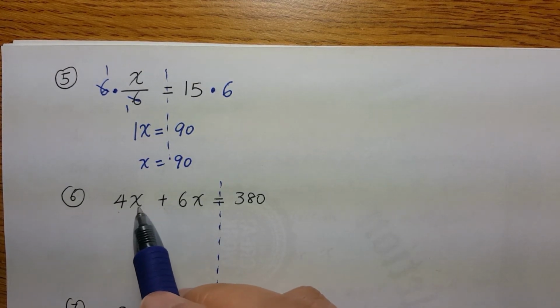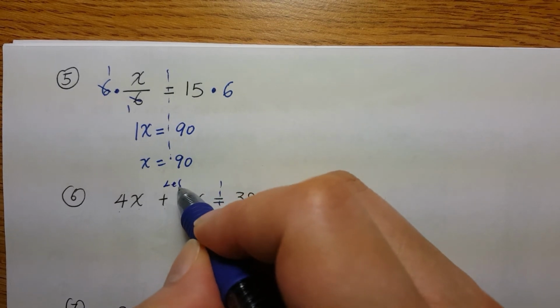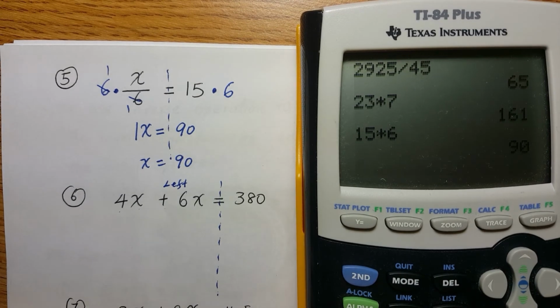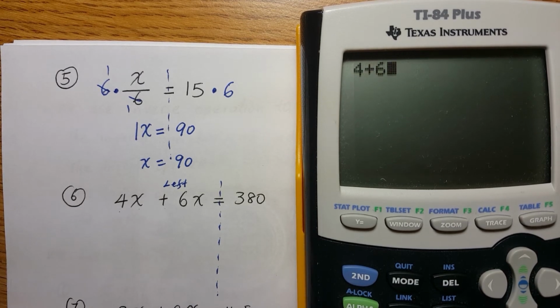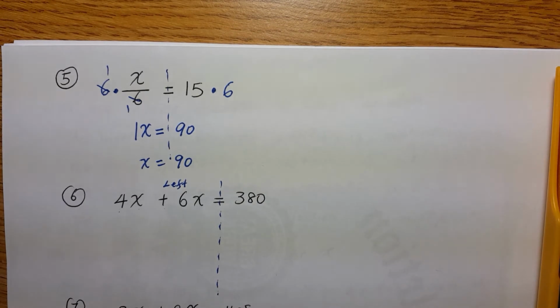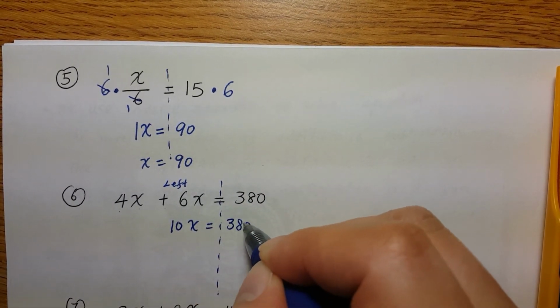They are like terms. Same variable, same exponent, so we can combine like terms. They're both on the left, so we can combine them. So now we are going to do 4 plus 6. 4x plus 6, 4 plus 6. We combine the coefficients, so we get 10. So we have 10x equal 380.